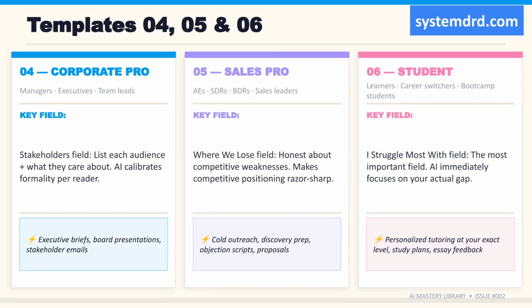For templates 4, 5, and 6, let's highlight the key field. For corporate pros, the stakeholders field allows AI to calibrate the formality per reader. For sales pros, the where we lose field makes competitive positioning razor sharp. For students, the I struggle most with field helps AI tutor you at the exact right level. We're coming up on how to build your own vault and the 5 power prompts that work with any vault.